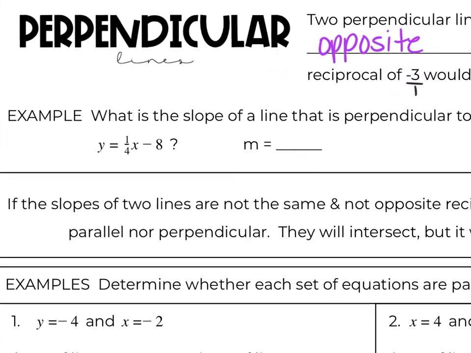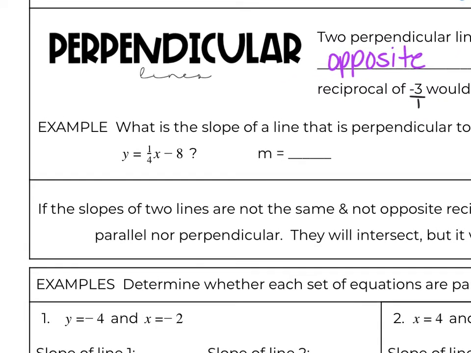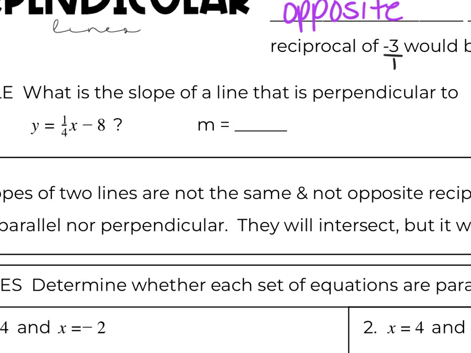Okay, so what is the slope of a line that is perpendicular to 1/4 x? So I need the slope. 1/4 is my slope. So the new slope of the perpendicular line, anyone know it? What would it be? Perfect, Caden. Because it would be 4/1 technically, right? Which is the same as 4.